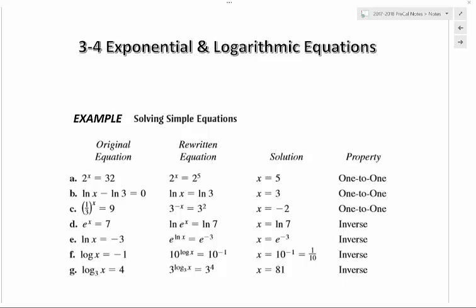So those are examples of 1-to-1 and inverse properties applied to exponential and logarithmic equations. Notice how they interact with each other. If you have an exponential equation, chances are you're going to use a logarithm to solve it. If you have a logarithmic problem, you're going to use an exponential to solve it. They kind of interchange with each other.